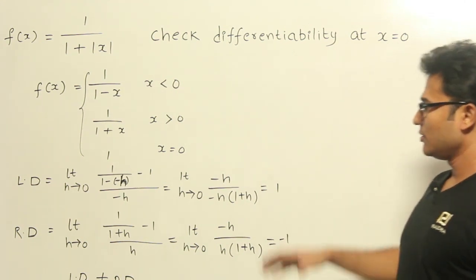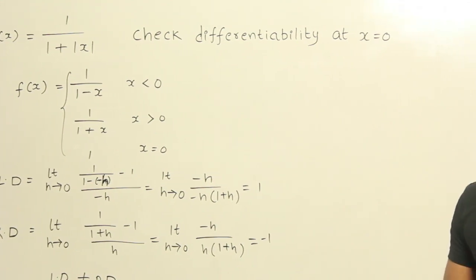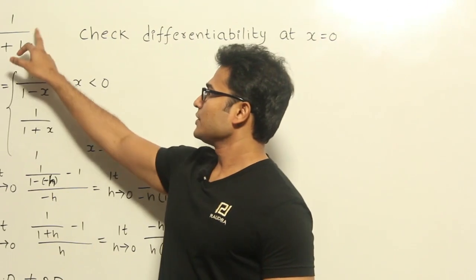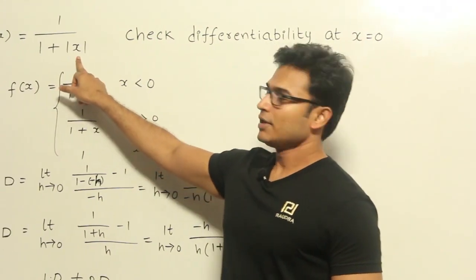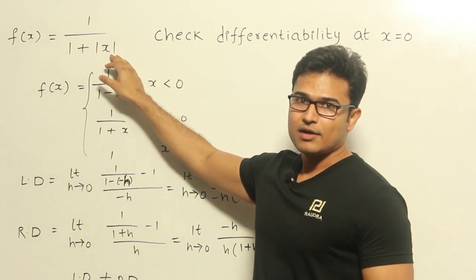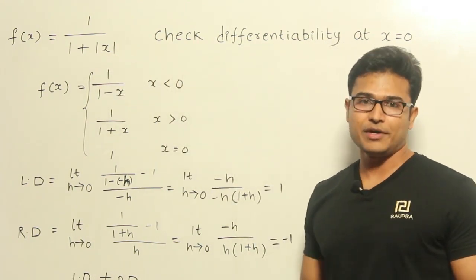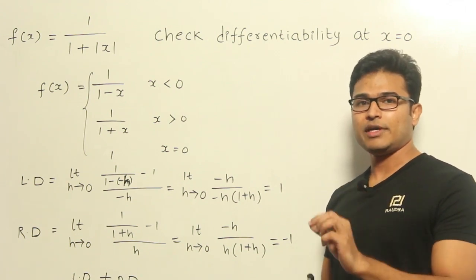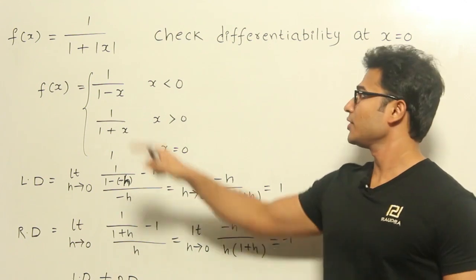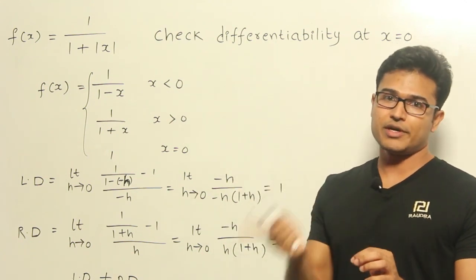So let's see the simple method first. Which one is simple depends on whether it is easy to differentiate the function or not. So let's see this one. f of x equal to 1 by 1 plus mod x is the function given. Now in order to find out whether it is differentiable at x equal to 0, we have to find out how the function is behaving at the point 0, left of 0 and right of 0.